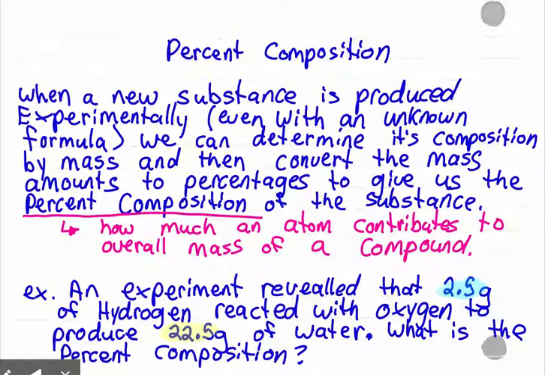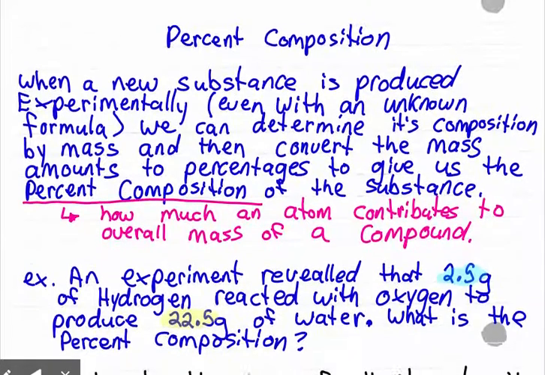It's how much an atom contributes to the overall mass of a compound. So what we do is we figure out how much by mass each element contributes to the overall mass of the compound. And we calculate it exactly the same way that we would calculate percent for anything else. So we're just going to dive right into an example.